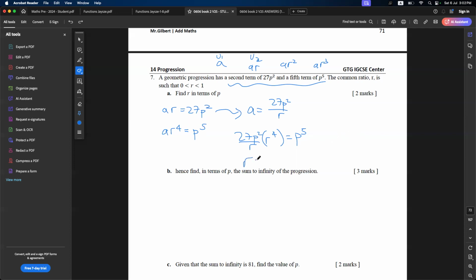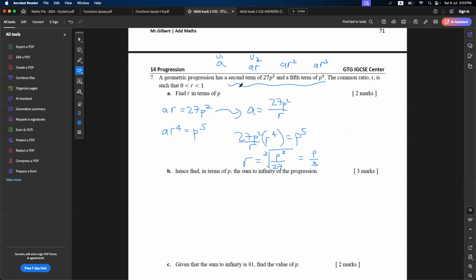R is equals to... What am I looking at actually? They cut, this is A, it's gone. It's not 0, it's 1 now, by the way. Then the R brings up. Then here, completely flip the whole thing. R cube equals to P cube over 27 and bring the cube root over.